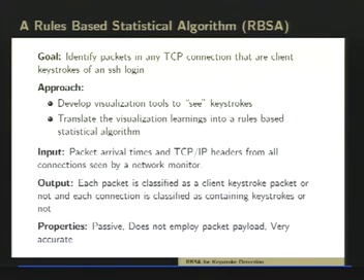So the goal that we're explicitly trying to get at here is we want to identify packets in any TCP connection that are client keystrokes of an SSH login. So whether this is running on port 20, whether this is a connection using port 22, or whether it's a connection using another port, if it's an SSH connection, we want to be able to identify the keystrokes there. Our approach to this problem has been a two-pronged approach.